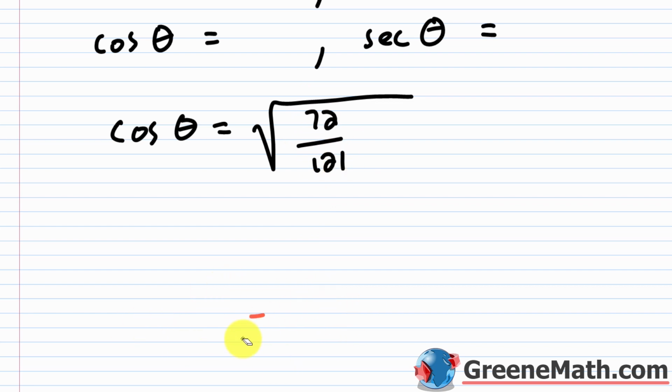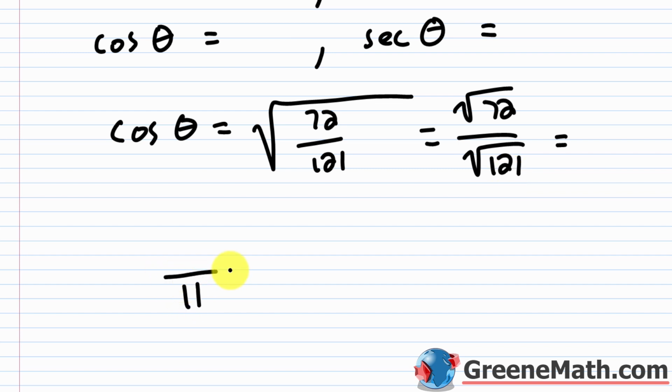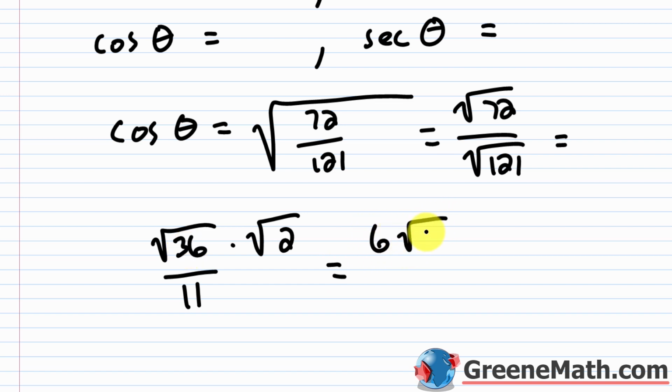Now this one I would break up, and I would say that this is going to be the square root of 72 over the square root of 121. We know that the square root of 121 is 11. So let me just write that down here. We can forget about it. For the square root of 72, let's write that as the square root of 36 times the square root of 2. So the square root of 36 is 6, and then times the square root of 2. You can't do anything with the square root of 2, so this is over 11. So that's going to be my cosine of theta. So this is 6 times square root of 2 over 11.